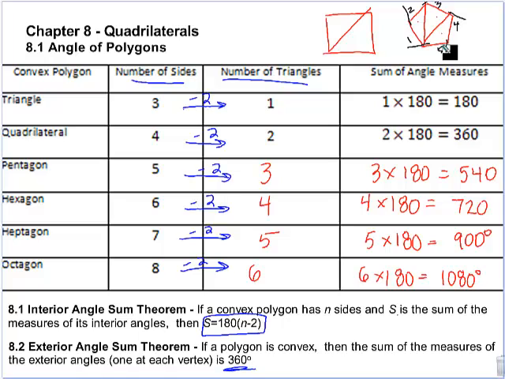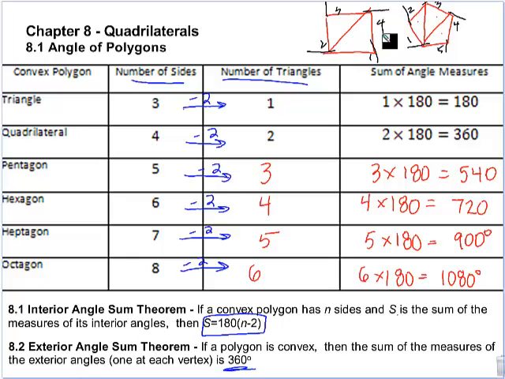So if we add all those up, it's going to equal 360. Okay, we can do the same thing for our quadrilateral. We have all these exterior angles. If we add those up, it equals 360. It doesn't matter how many sides we have. Even if we have 20 sides, if we add up all the exterior angles, it equals 360 every time.